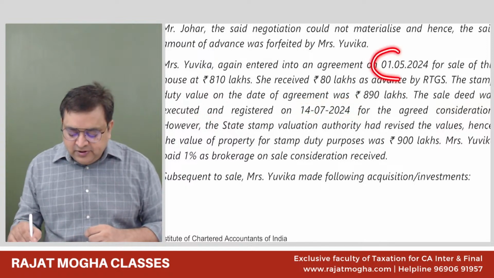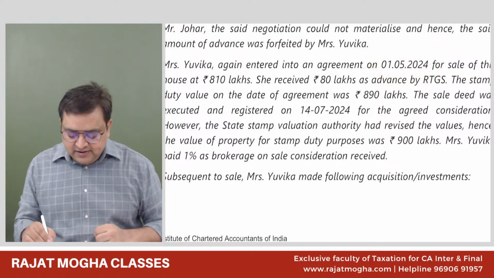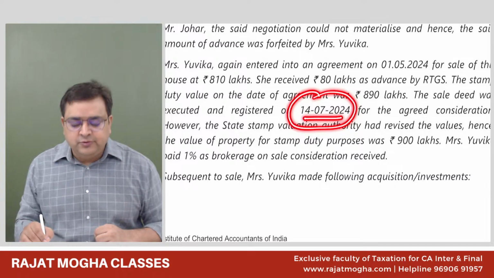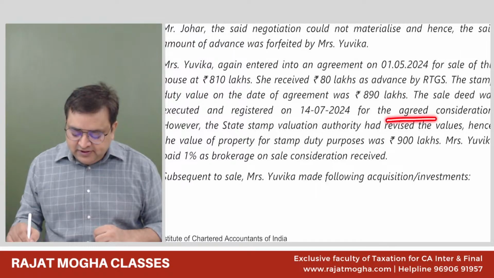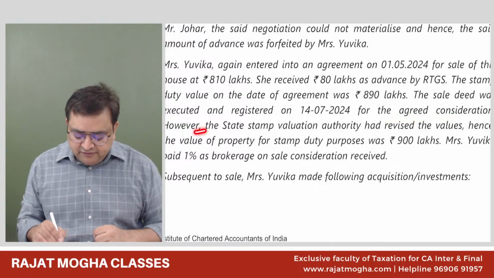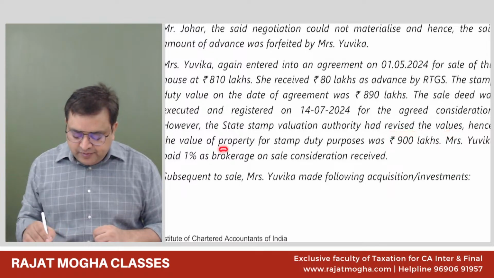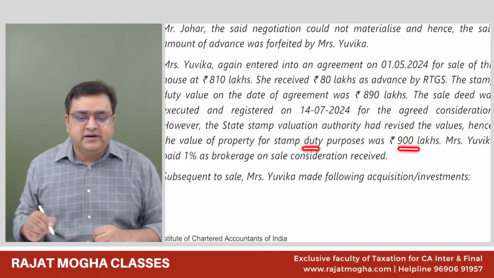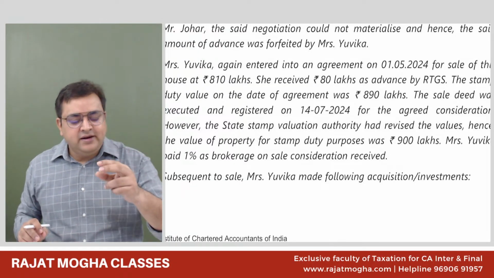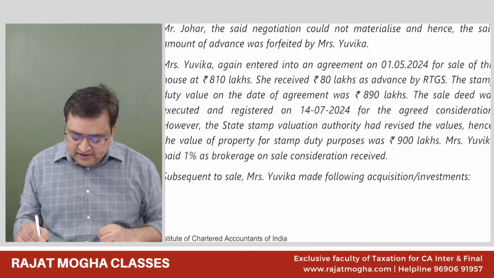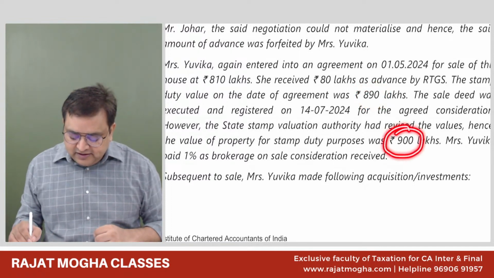See, we entered into the agreement in May 24, but eventually we are purchasing it. It is getting transferred in our name on 14 July 2024 for the agreed consideration. However, the stamp duty value was revised, and the value of the property for stamp duty purposes was 900 lakh. So it's a classic case where at the time of agreement, the stamp duty value was 890, and at the time of registration, the stamp duty value is 900.